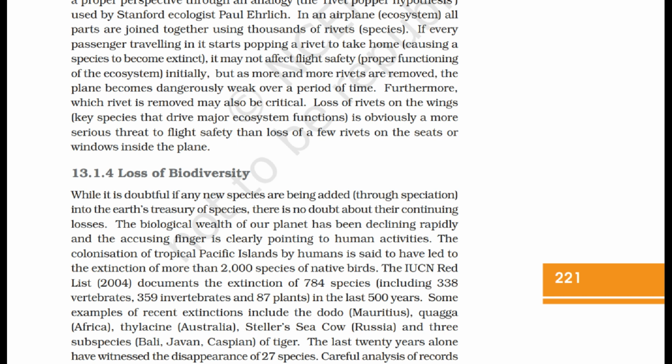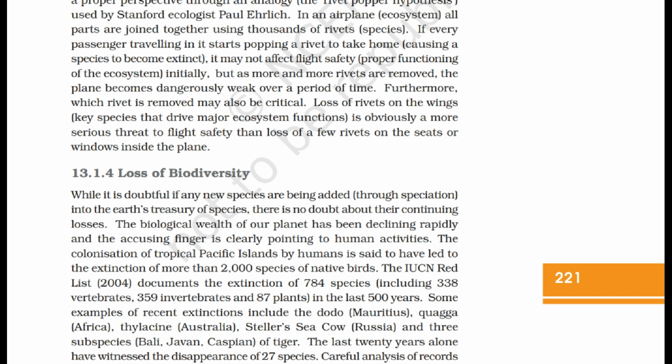Loss of biodiversity. While it is doubtful if any new species are being added, through speciation, into the Earth's treasury of species, there is no doubt about their continuing losses. The biological wealth of our planet has been declining rapidly, and the accusing finger is clearly pointing to human activities. The colonization of tropical Pacific islands by humans is said to have led to the extinction of more than 2,000 species of native birds. The IUCN Red List, 2004, documents the extinction of 784 species, including 338 vertebrates, 359 invertebrates, and 87 plants, in the last 500 years.